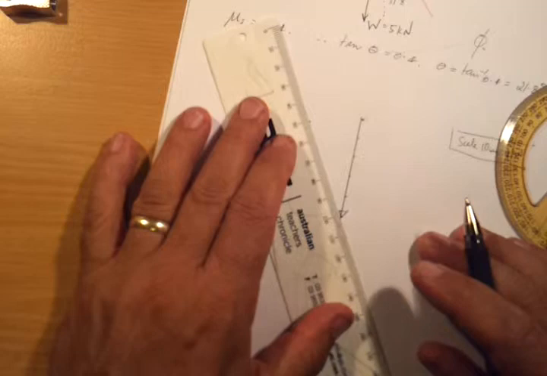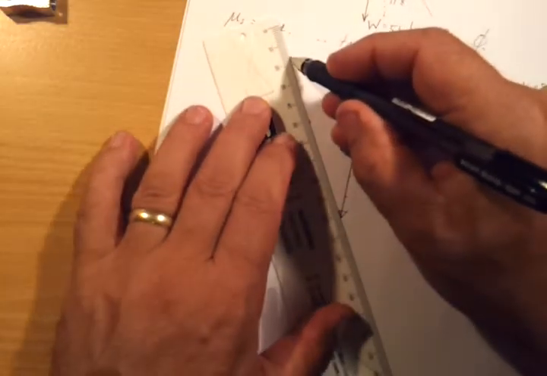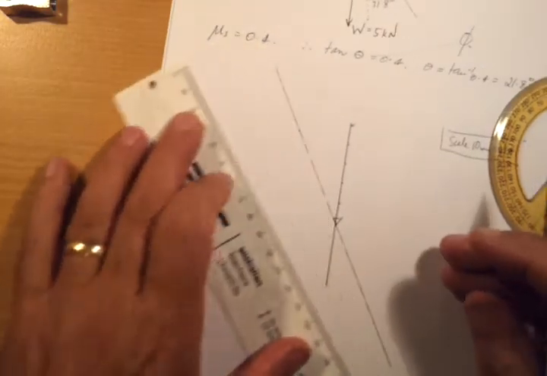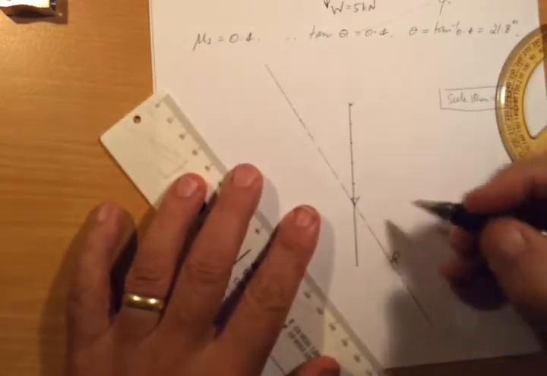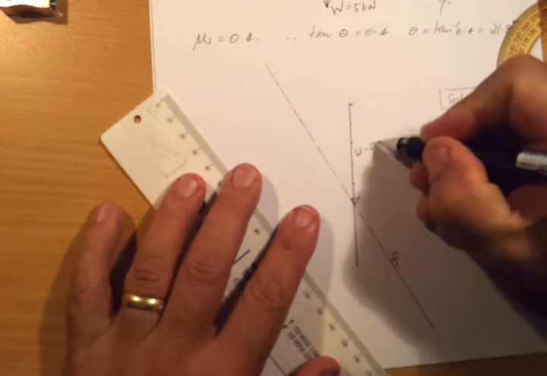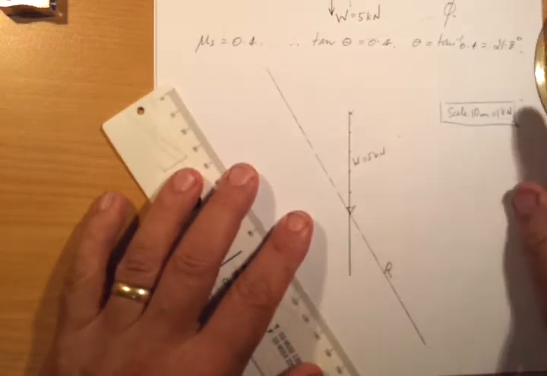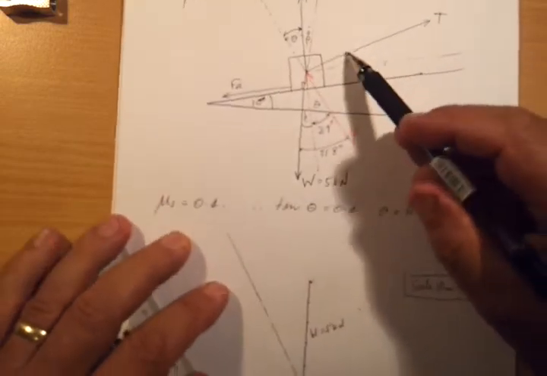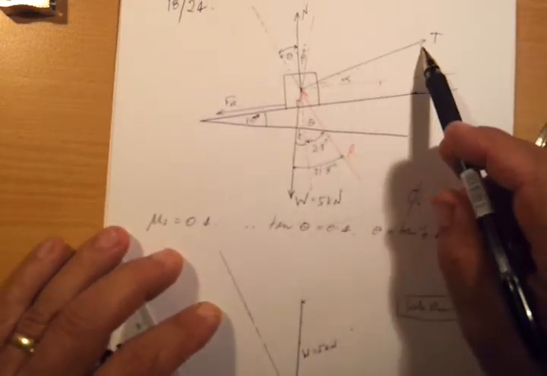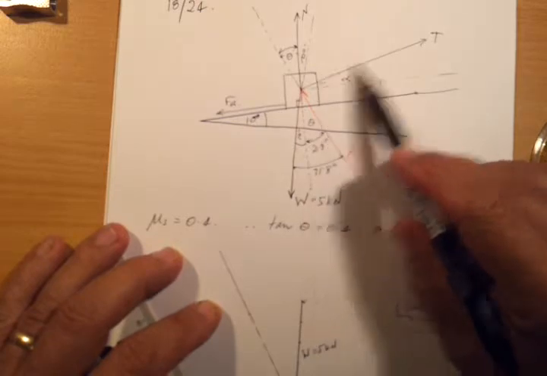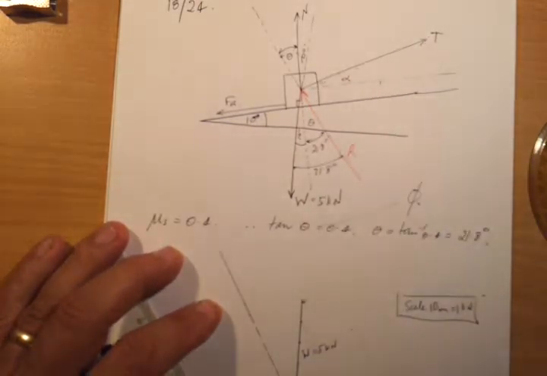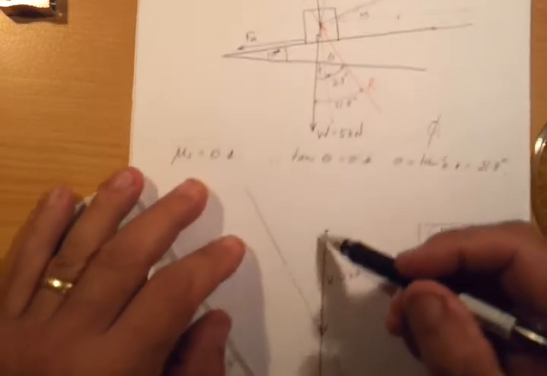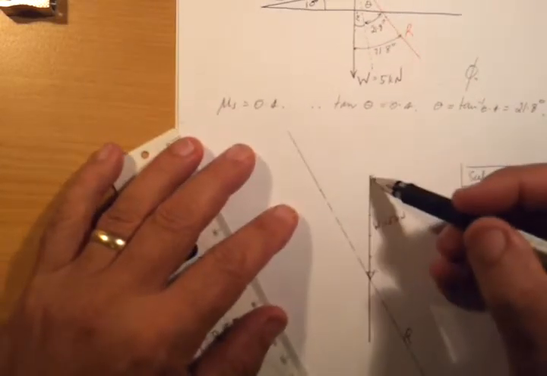So here's the reaction. We don't know quite what its magnitude is, but we do know its line of action, so I'll do it as a dotted line. Call it R. This is W, which equals 5 kilonewtons. Now, there is going to be a tension T up here, a tension T on a rope, and it's going to act in such a way that we want it to be minimized. Remember, the question asks us to have a minimum tension.